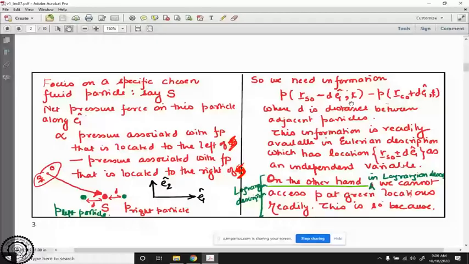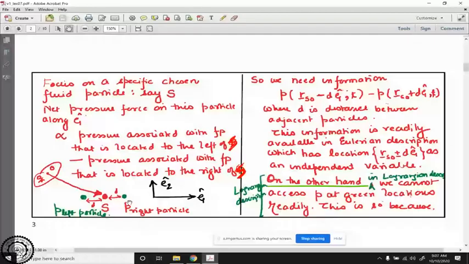So this whole thing is nothing but pressure that is existing on this left green fluid particle, right? I'm assuming the two particles are separated by distance T. So I need P of RSO minus dE1 at time T, and then I need P of RSO plus dE1 at time T, which will be the pressure force associated with the right particle.